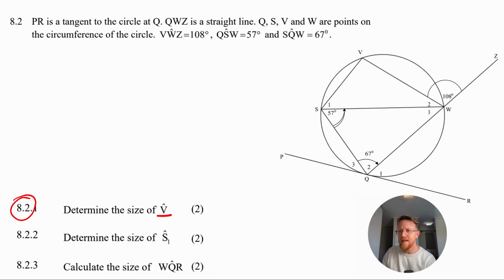So immediately what I saw was that we've got a cyclic quad. And we know that the opposite angles of a cyclic quad, so this one and this one, should always add up to 180.